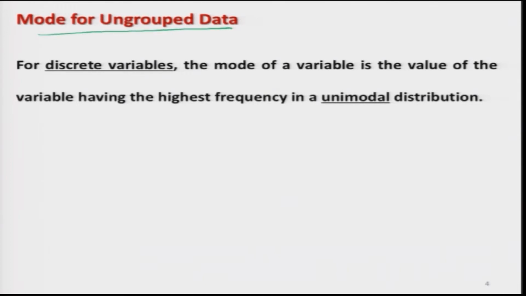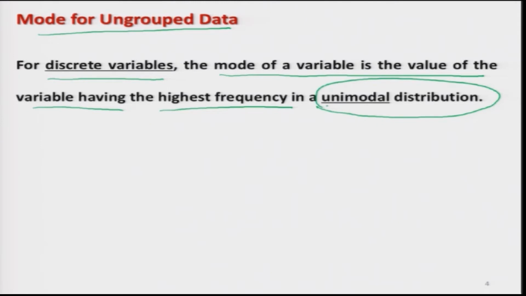For the ungrouped data or for the discrete variables, mode is very simple. The mode of a variable is the value of the variable which has got the highest frequency. And obviously this is true in the case of unimodal distribution.